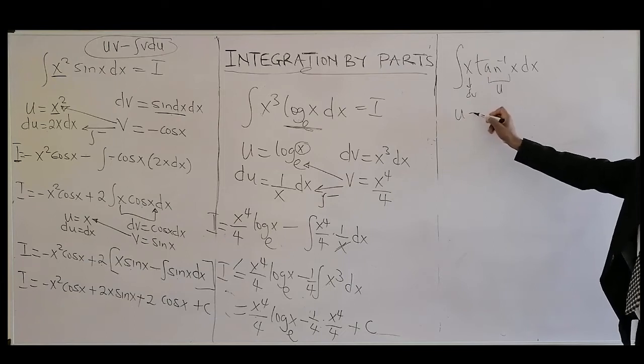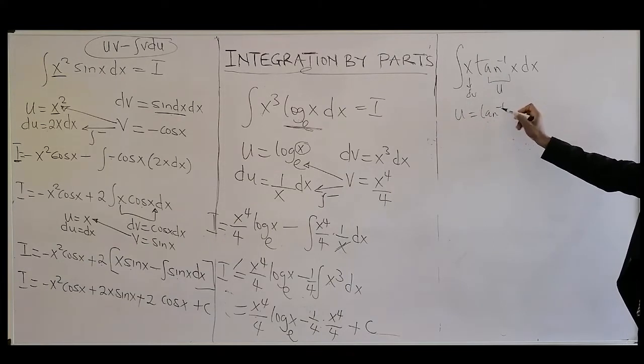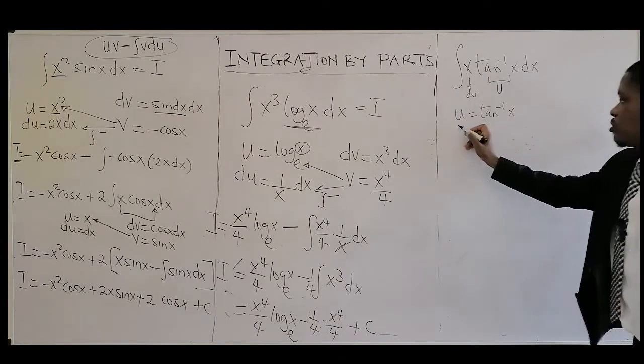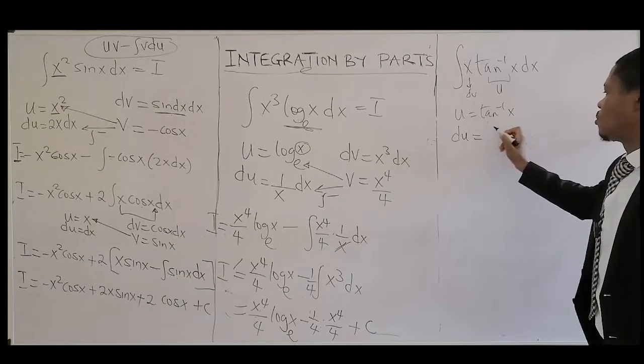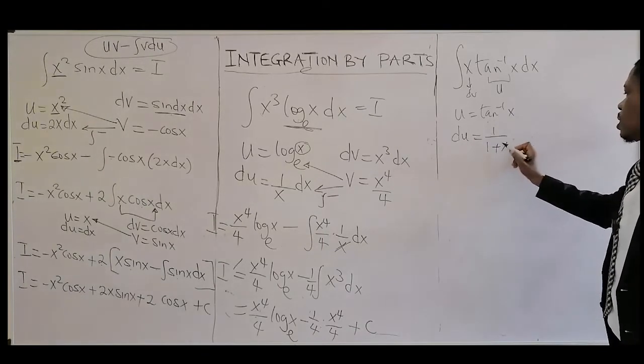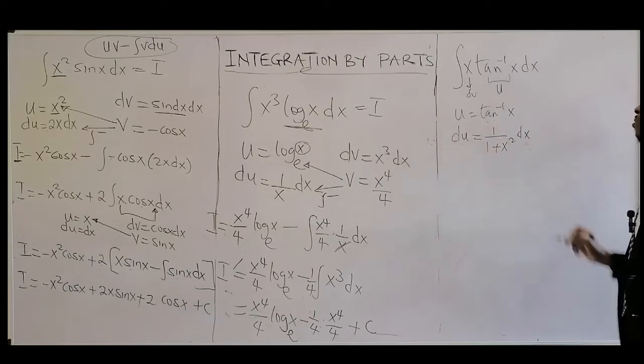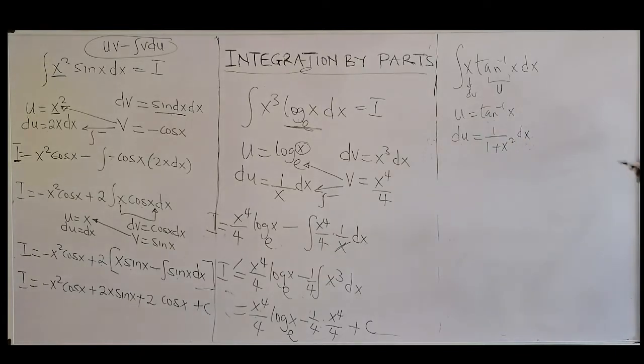So u is arctan x. So du is 1 over 1 plus x squared dx. Then my v is x, and integrate both sides. So that will be equal to x squared over 2.